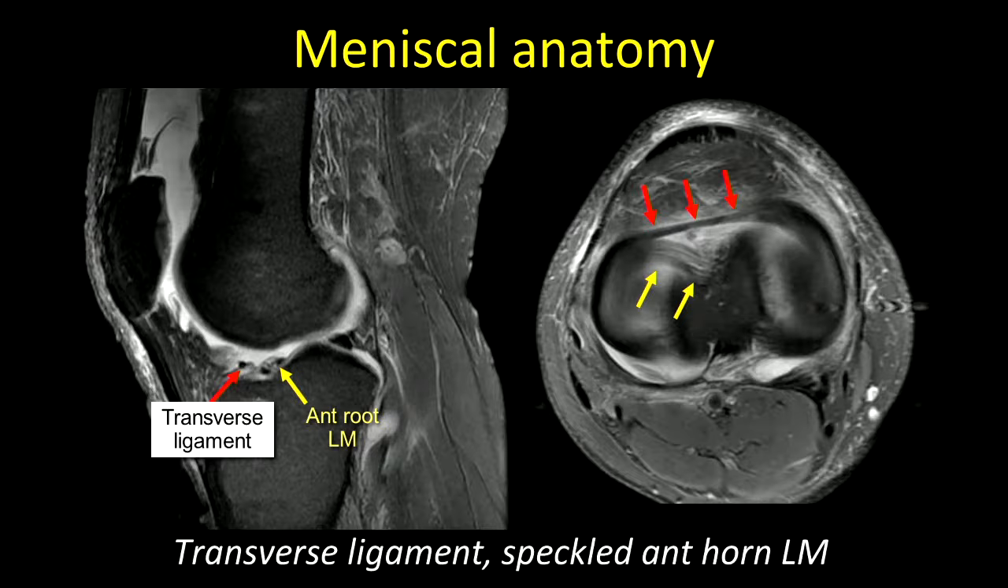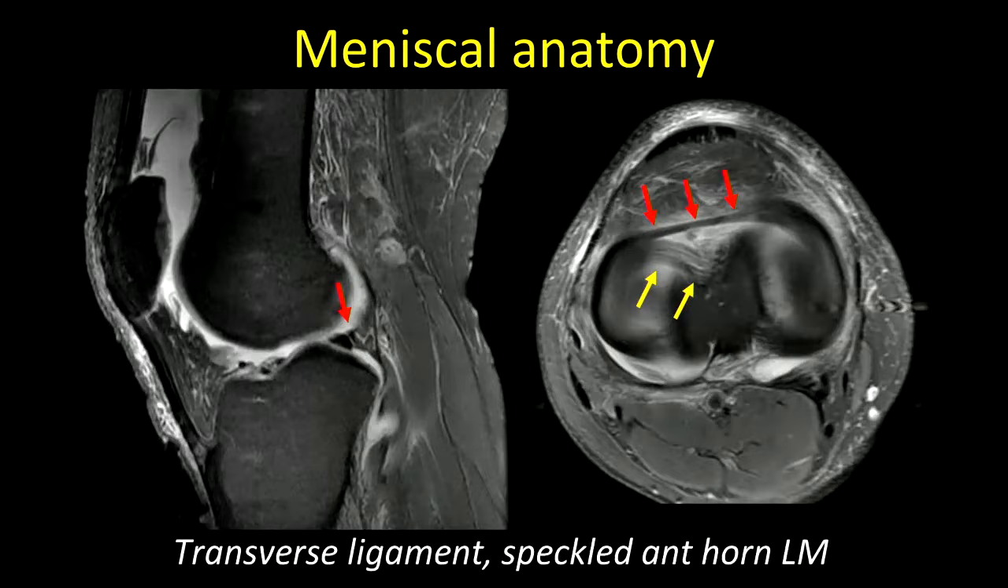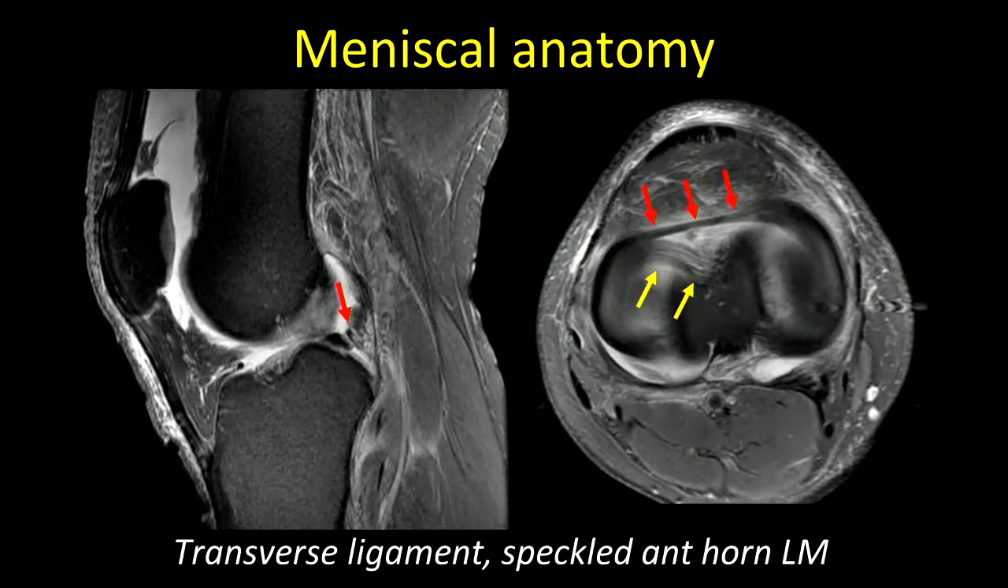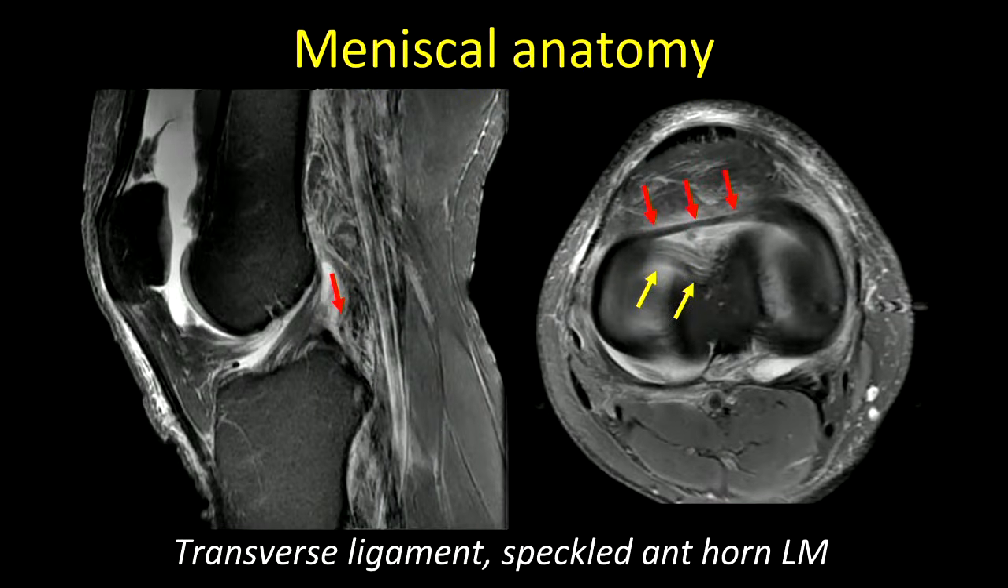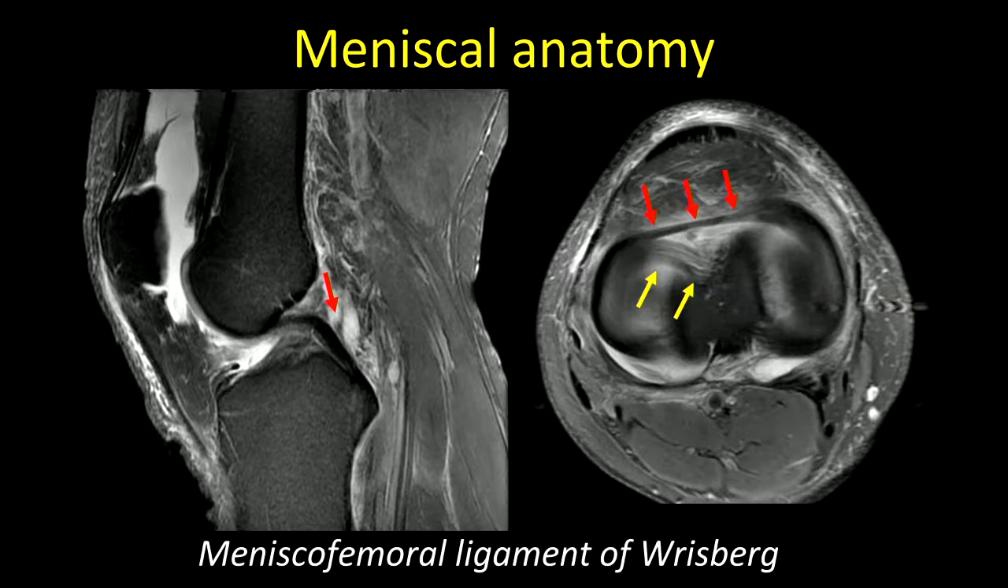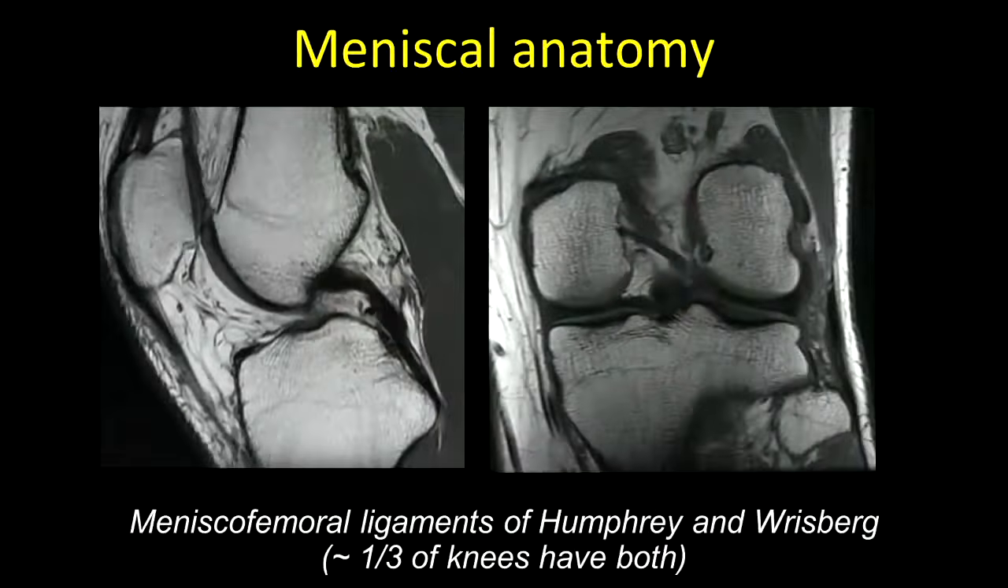If we then direct our attention posteriorly, you can see what looks like linear abnormality in the posterior horn of the lateral meniscus. But as we go through the intercondylar notch, again you can see this little ligamentous structure separating out from the posterior horn of the lateral meniscus, passing posterior to the posterior cruciate ligament, and this is the meniscofemoral ligament of Wrisberg. We have anterior and posterior meniscofemoral ligaments of Humphrey and Wrisberg, and these can both be seen in up to 37% of knees.